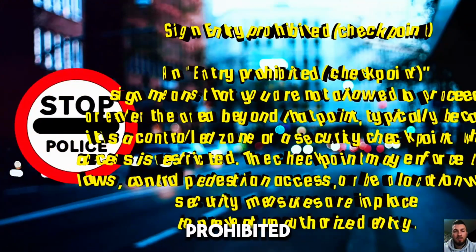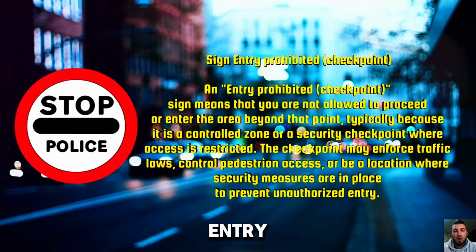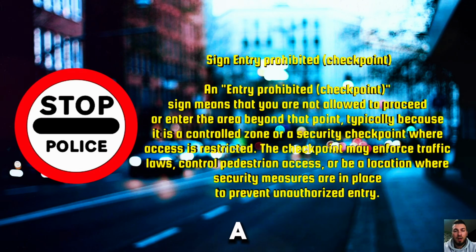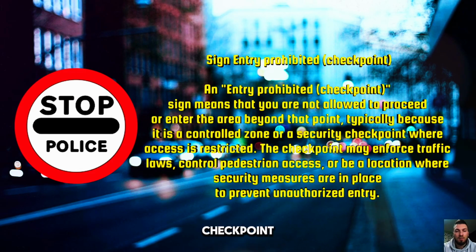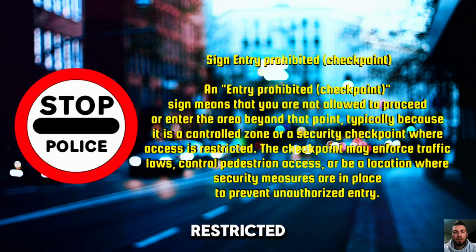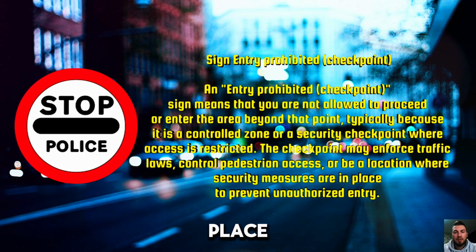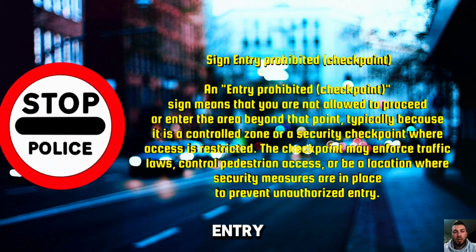Sign: entry prohibited checkpoint. An entry prohibited checkpoint sign means that you're not allowed to proceed or enter the area beyond that point, typically because it is a controlled zone or security checkpoint where access is restricted. The checkpoint may enforce traffic laws, control pedestrian access, or be a location where security measures are in place to prevent unauthorized entry.